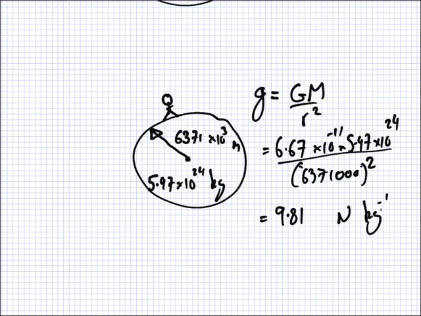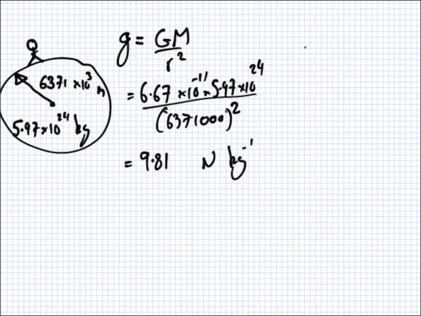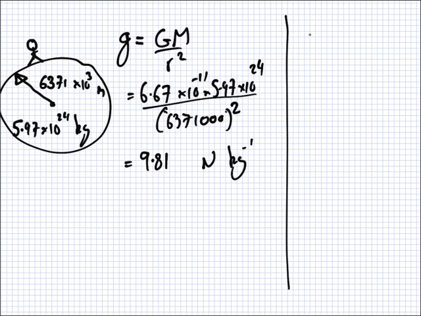Why are the units different? Well, let's examine this in a bit more detail. Let's have a look at the other formula: g equals F over M. But you understand that the force here is the same as your weight, isn't it? And what's the formula for weight?